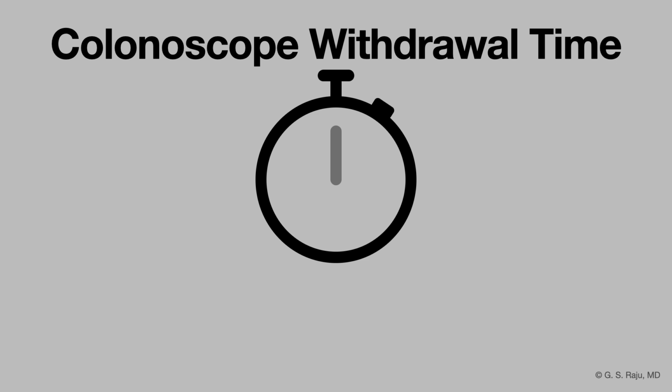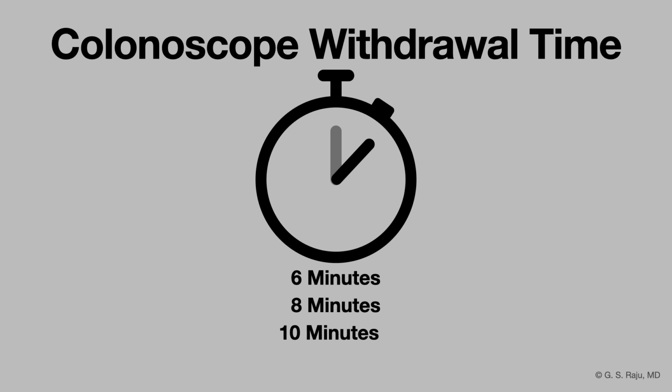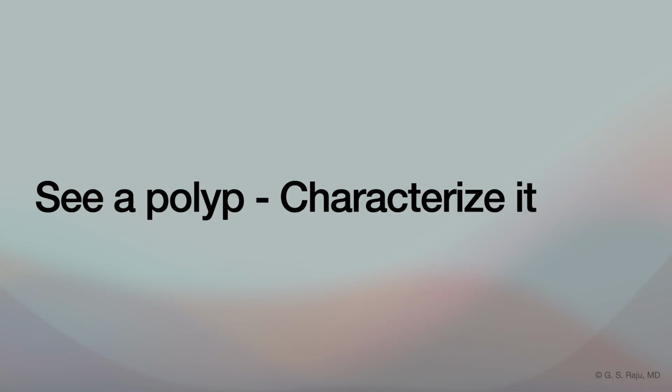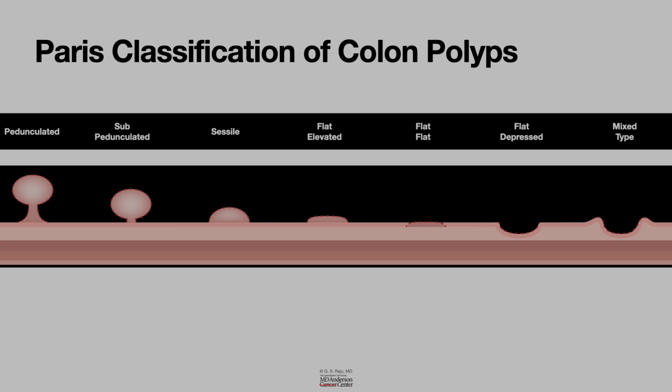Initially, we were told that a withdrawal time of 6 minutes is good enough, but now data shows longer withdrawal time, including as long as 10 minutes, makes a lot of difference in finding polyps. So say, for example, you see a polyp, you need to figure out the character of the polyp. We all know the size and the location of the polyp, but the type of the polyp.